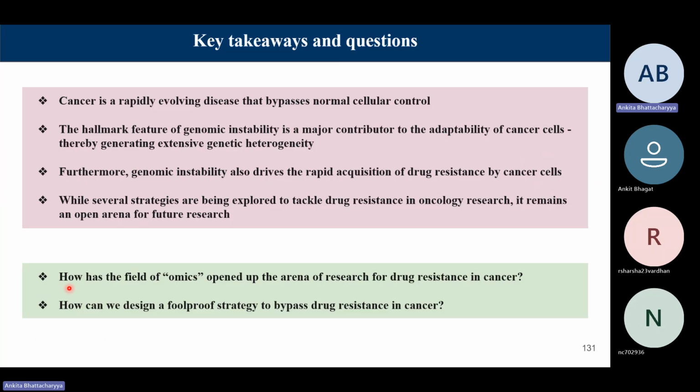Just some very basic takeaway questions. First of all, how has the field of omics opened up this arena of research for drug resistance in cancer? I did not highlight it, but read about it a little. If not, we'll take it up in our last class. And if possible, I might take another extra class, or maybe we'll extend that. But I think 2 hours should be good enough for a discussion on all of the questions. But let's see. And finally, how can we design a foolproof strategy to bypass drug resistance in cancer? Think about it.